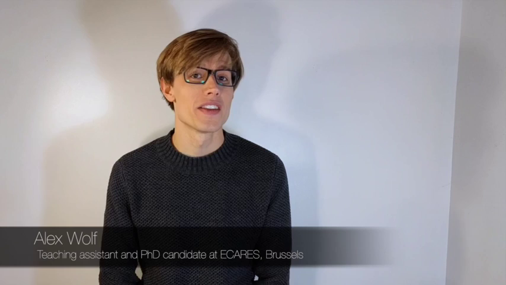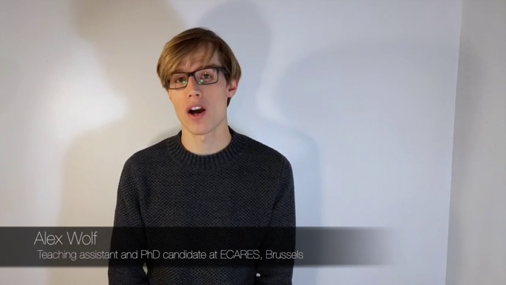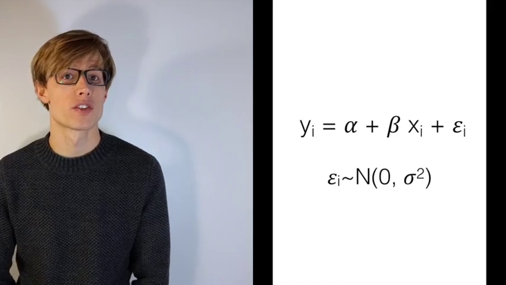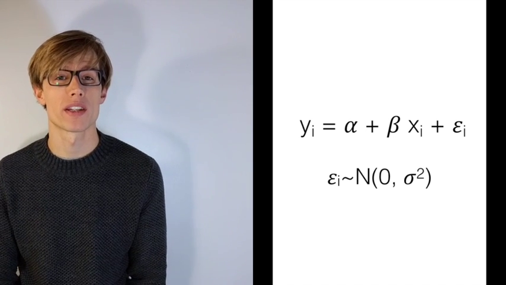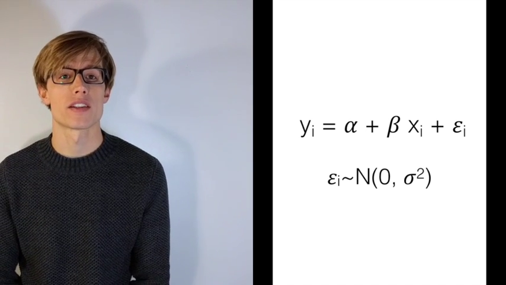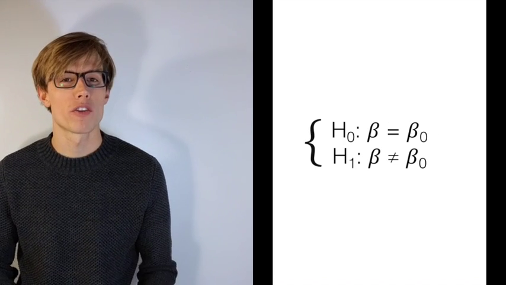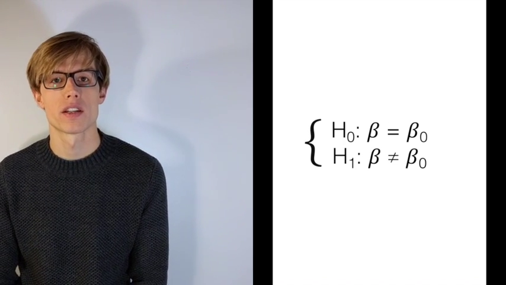Hello everyone. In this video I want to tell you how to do hypothesis testing using the example of a simple two-sided t-test on the slope parameter in a simple regression model. So in the simple regression model we have one explanatory variable and the slope parameter that's attached to it is beta.